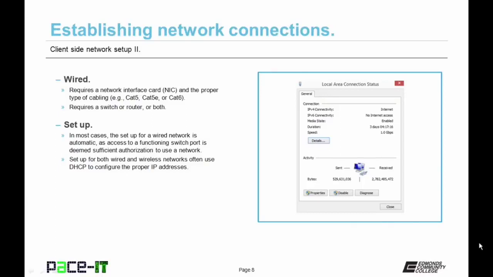Now let's discuss setup. In most cases, the setup for a wired network is fairly automatic, as access to a functioning switch port is deemed sufficient authorization to use the network. Setup of both wired and wireless networks often use DHCP, Dynamic Host Configuration Protocol, to configure the proper IP addresses.